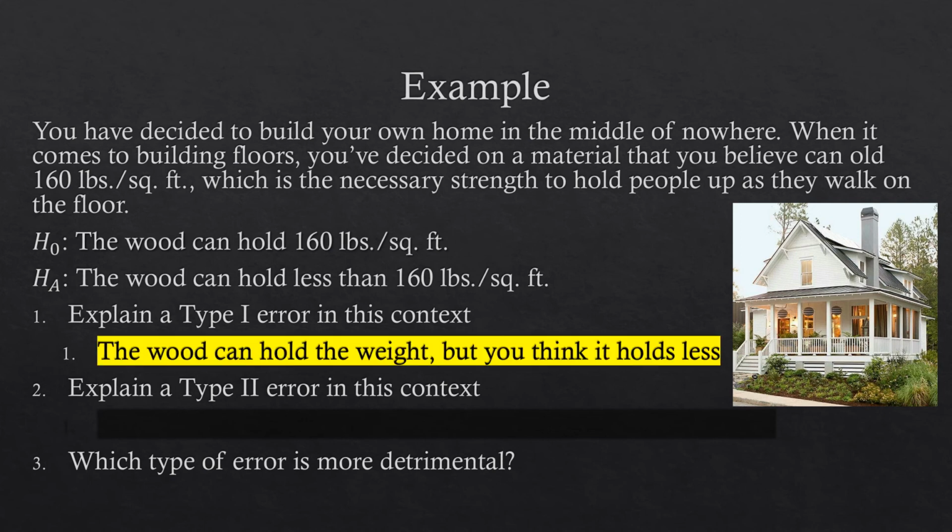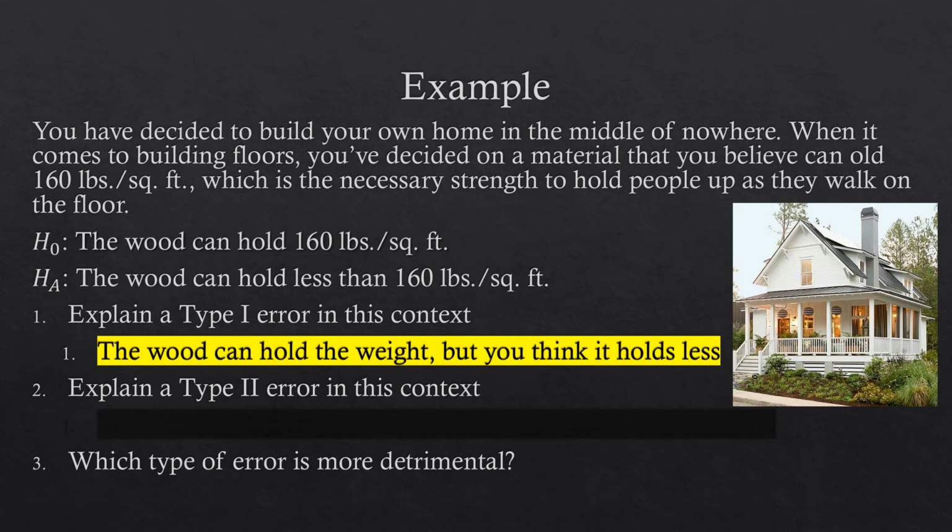Type 1 error in this case, that is where the null is true, but you reject it. So that means that the wood can hold that amount of weight, but you think that it holds less. So some consequences of this maybe are that you go to Home Depot or Lowe's and reinforce your floors even though you don't need to. So maybe you're out a little bit of money because you think that you need more material to make the floors hold that weight, okay?